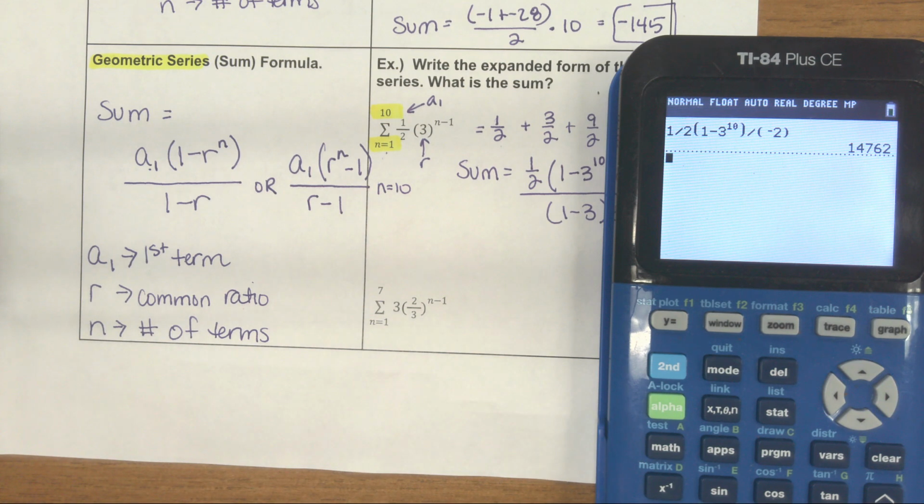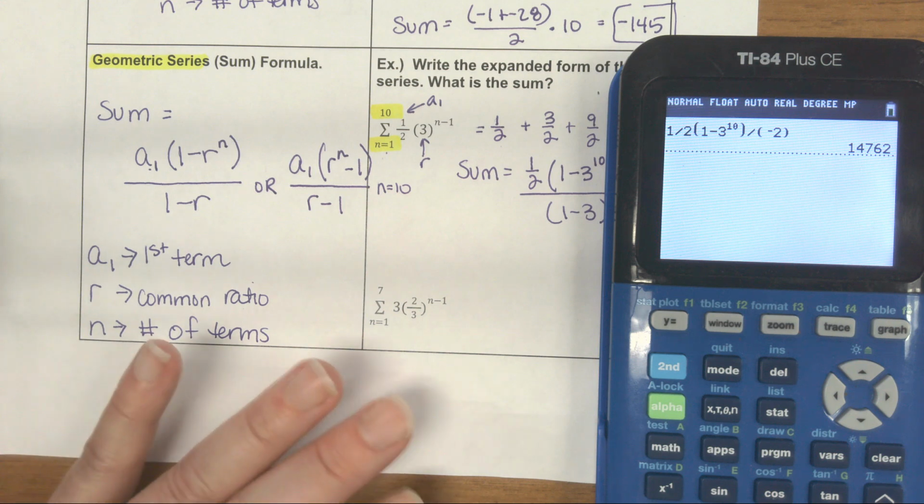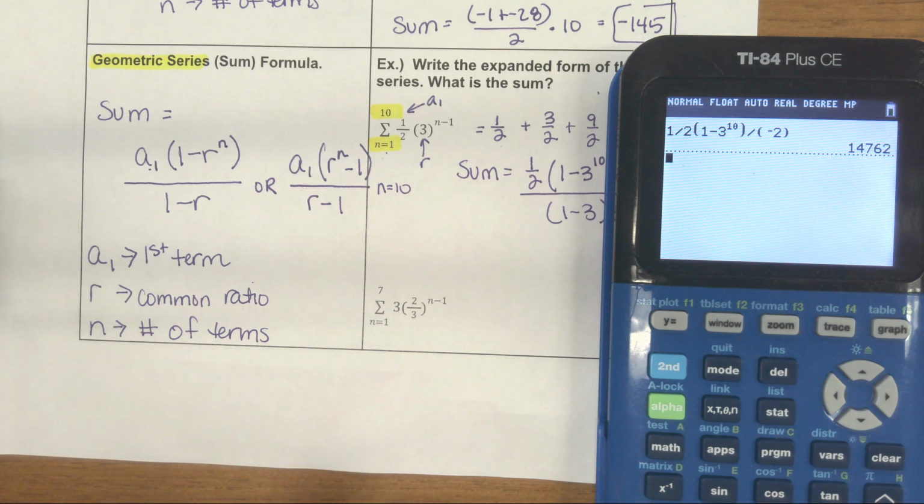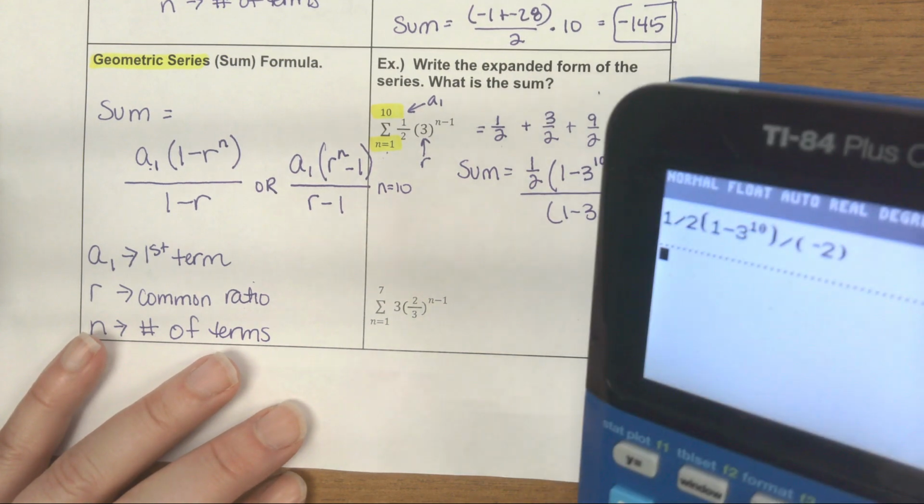All right. So would you confirm that you get for that sum that it is 14,752? I'll give you a second to make sure. 62.